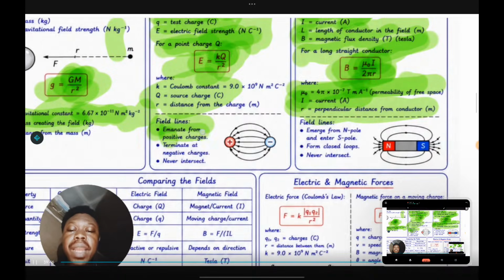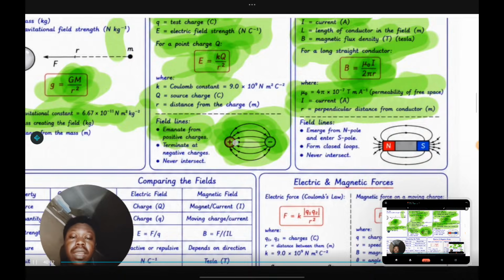Then field lines, they emanate from positive charges to negative charges, which is why your arrowhead will always be pointing to the negative terminal. Then they terminate at negative charges. They never intersect. You can see they never intersect. Then for magnetic field lines, they emerge from the North Pole and enter the South Pole. Similar to this, north, positive, negative, south. And then they form a closed loop and they never intersect.